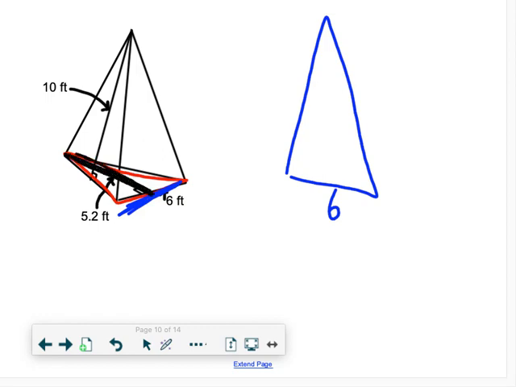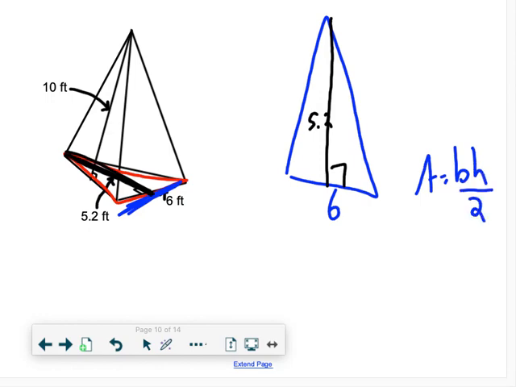We're working on this bottom one first. So that's where I'm going to pull in another decimal, 5 2/10. So find the area of this triangle. A equals BH divided by 2.